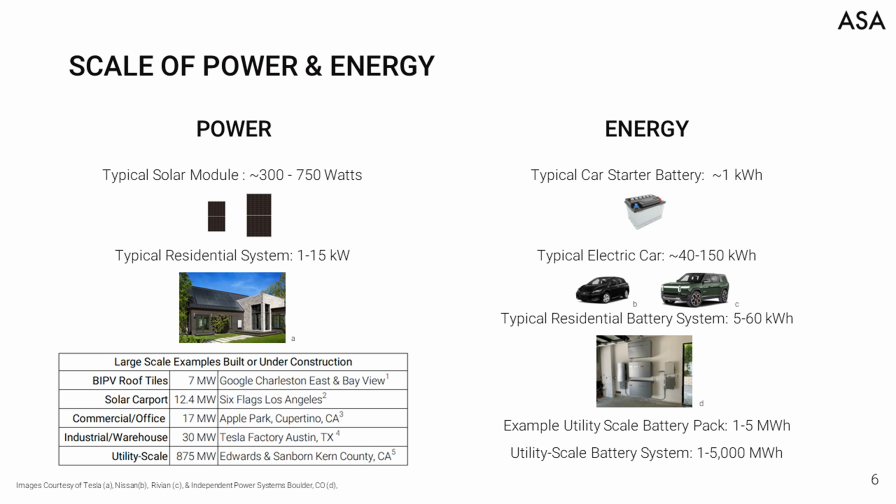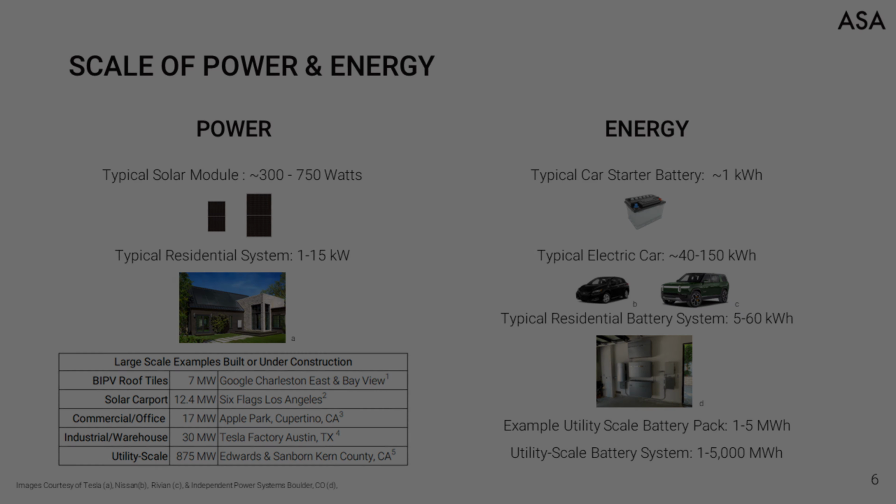Since energy is equivalent to power times time and represents a volume of fuel, it makes sense that kilowatt hours are how we rate a battery's capacity. As a point of reference, a typical starter battery in a car holds about 1 kilowatt hour of energy. A typical electric vehicle may have a battery ranging from 40 to 150 kilowatt hours. A typical residential battery system may range from 5 to 60 kilowatt hours. And a utility scale battery system can be upwards of 5,000 megawatt hours. Keep in mind, we will likely see these numbers grow in the years to come.